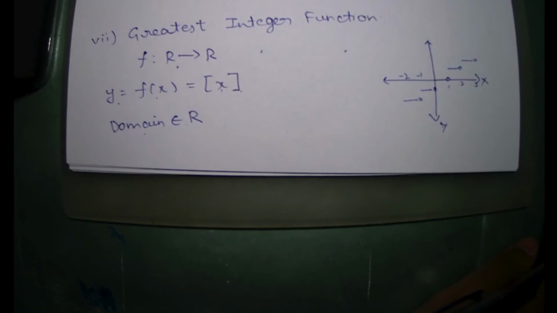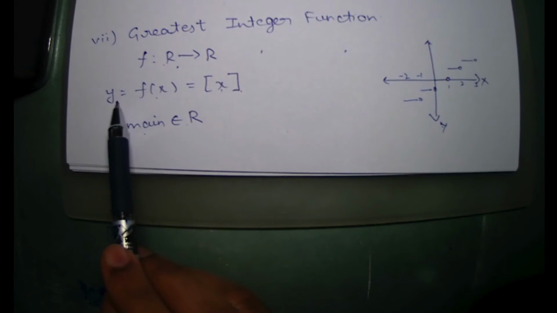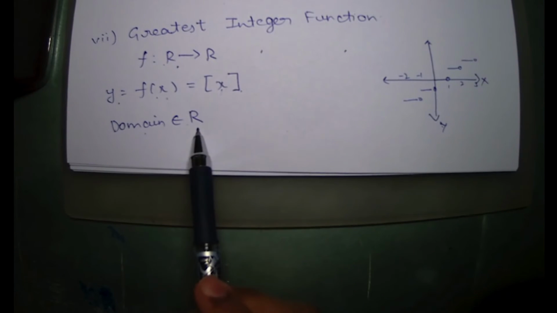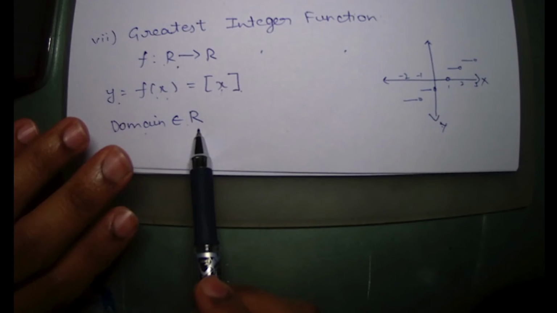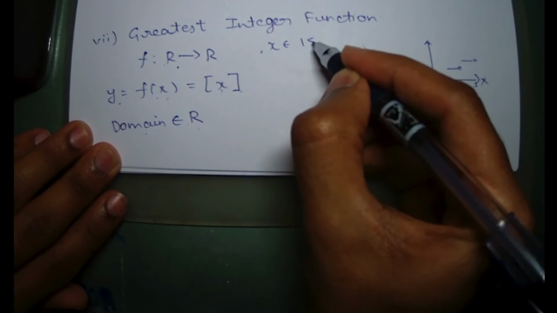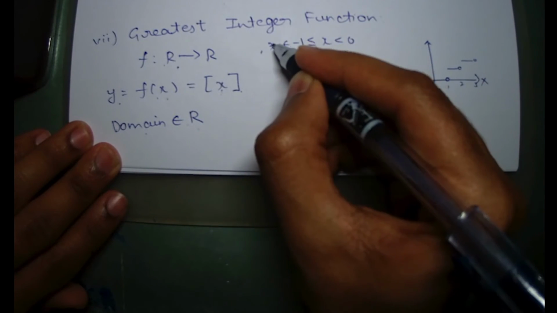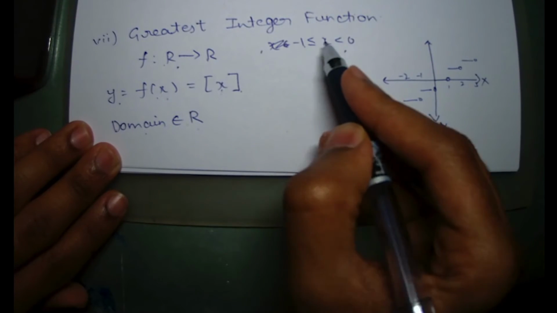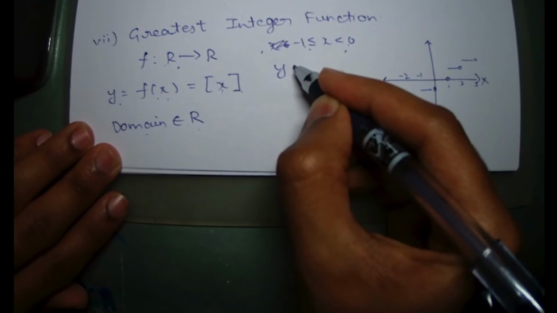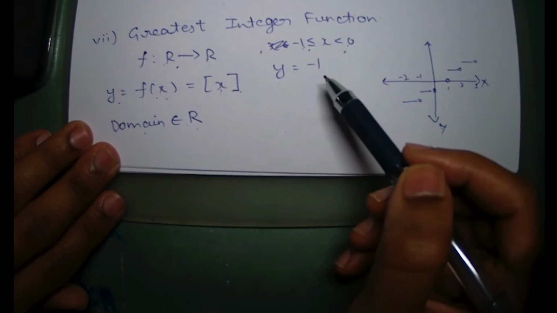So the next function is the greatest integer function. This function also is defined for all real numbers. It is represented as y is equal to f of x, where x is written between two square brackets. The domain of the function is R. What this function does is, if you take any value of x between minus 1 and 0, greater than or equal to minus 1 but less than 0, so it is not equal to 0 but can be equal to minus 1, we get that y is equal to minus 1. So whichever integer it is, that is the value it will take.